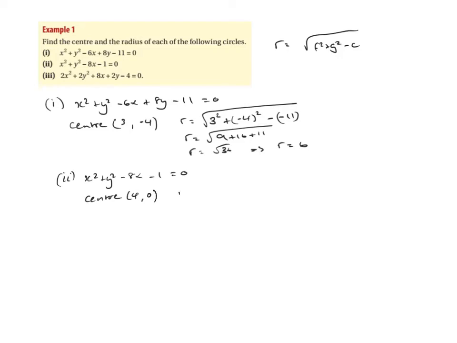Now we're going to work out the radius. The radius here is 4 squared plus 0 squared, minus minus 1 again, so we've got that double negative, so be careful of that.